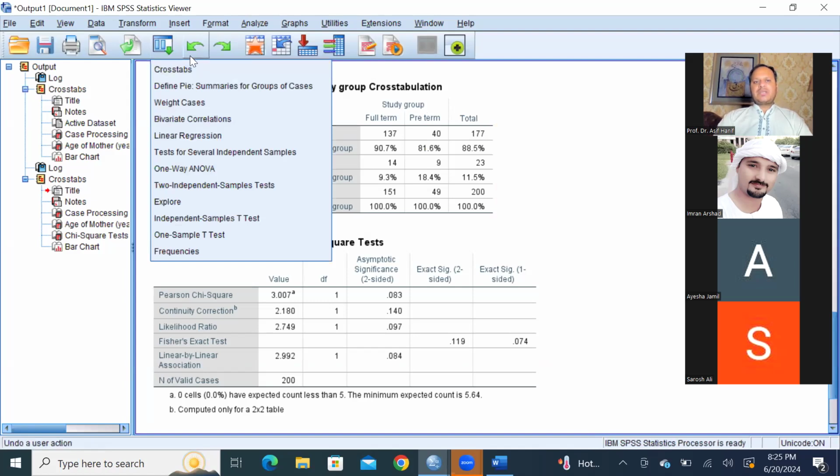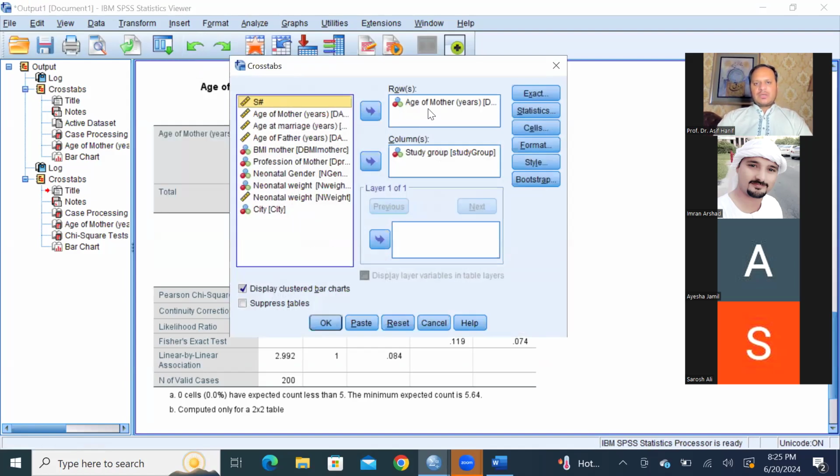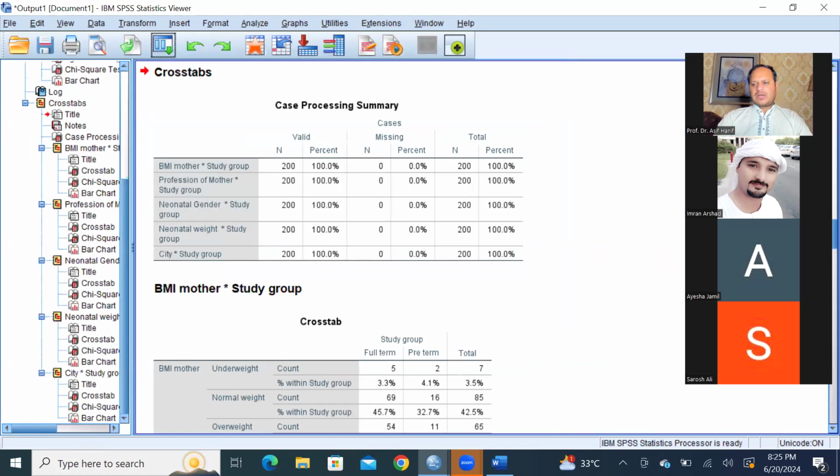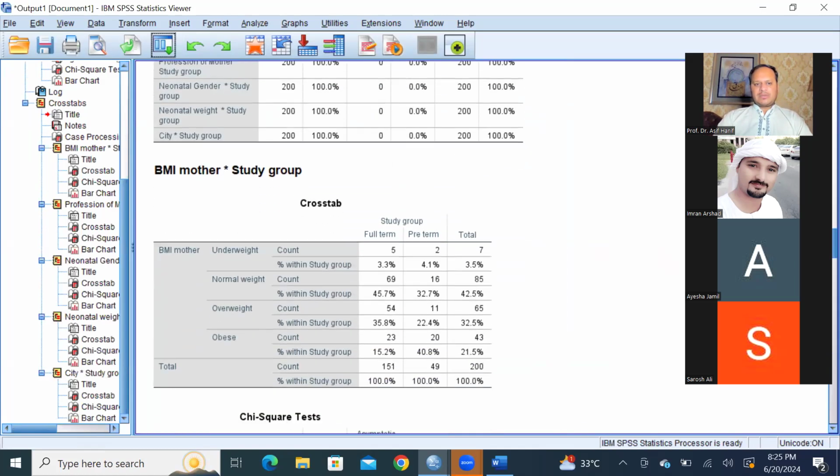You can press this recall box and go to crosstab. Other than the age of mothers, let's see BMI, profession, neonatal gender, neonatal weight, and the city as well, because it is also nominal. I have simultaneously put all the variables in my rows, and SPSS will generate the table with each and every individual variable.